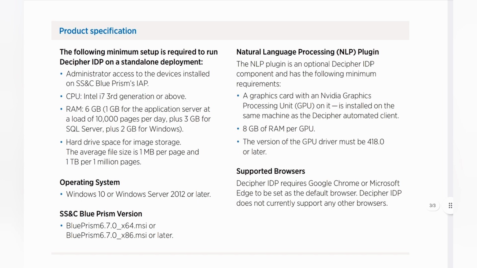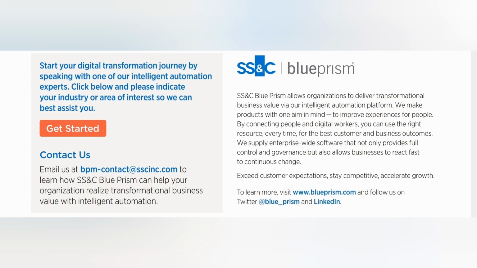So in simple words, we use Decipher IDP to extract data from PDF files or any other documents, and we can submit the documents to Decipher, and after verification, it will add the data or the values of those fields into the work queue, and from the work queue we can get the details whichever are required, and we can use those details in our Blue Prism process.